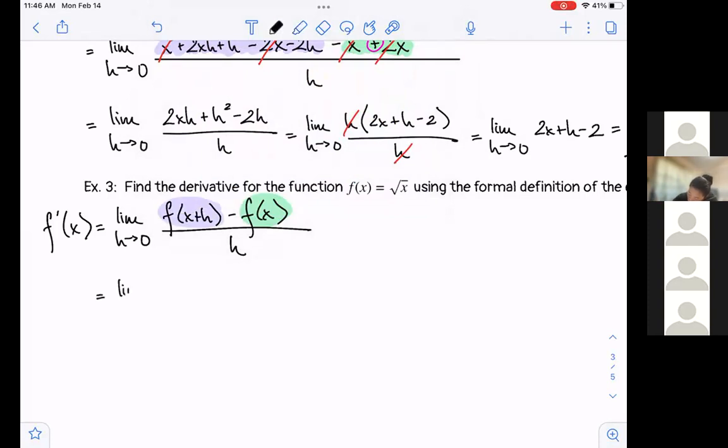Can someone tell me what the f of x plus h is going to be in this case for this particular function? All right, we've got one guess out there, one conjecture, the square root of the whole thing, x plus h. How do we feel about that, class?